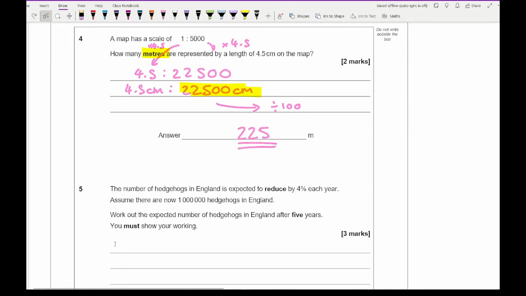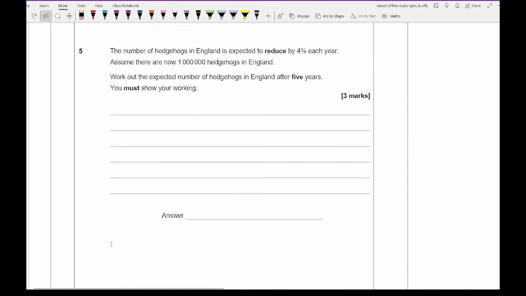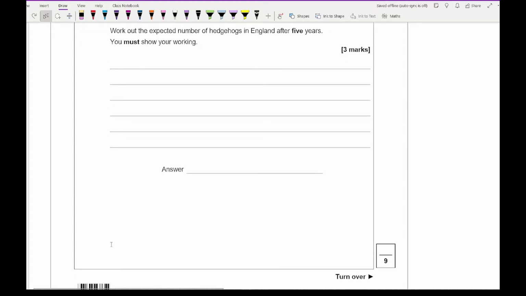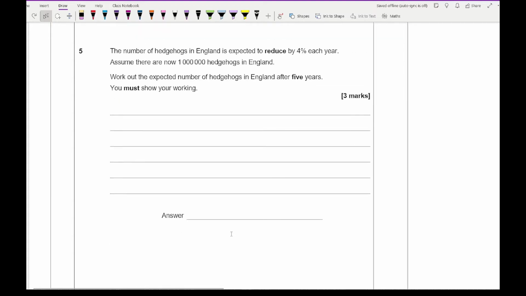Moving on to question 5, it says the number of hedgehogs in England is expected to reduce by 4% each year. Assume there are now 1 million hedgehogs in England. Work out the expected number of hedgehogs in England after 5 years. Now this question here is a compound interest question. So here our original amount is 1 million. So I multiply that by a reduction of 4%.